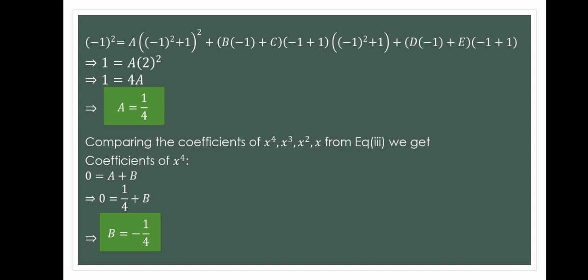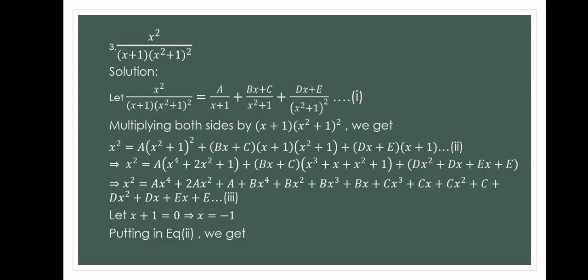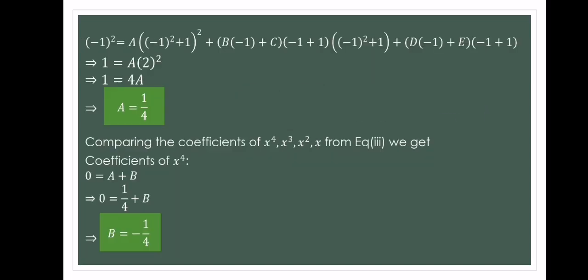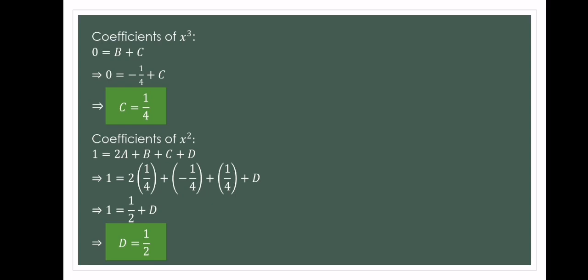Now we will have no linear factor in the denominator left. So we will have to do the comparison of coefficients to find out the values of the remaining unknown terms, and for this we start with the comparison of coefficients of x^4. So comparing the coefficients of x^4, we just get 0 is equal to a plus b. Since a is equal to 1 by 4, replacing a by 1 by 4, we get the value of b as minus 1 by 4. Similarly, we will compare the coefficients of x cube and we get 0 is equal to b plus c. We put b is equal to minus 1 by 4 and the value of c will be 1 by 4.